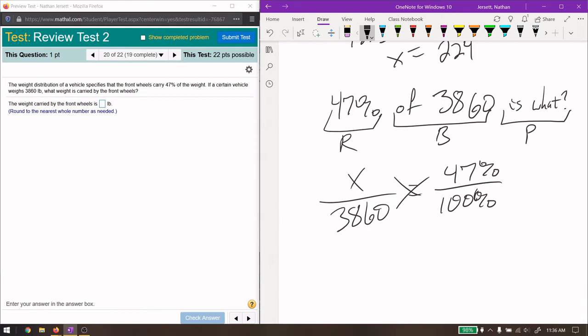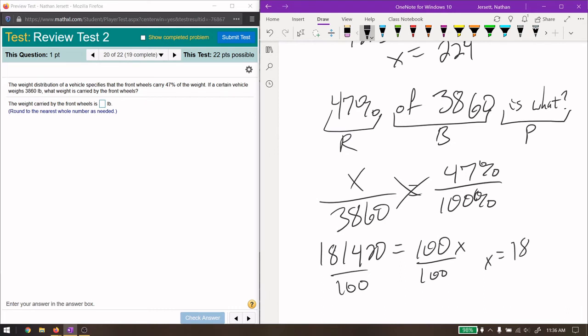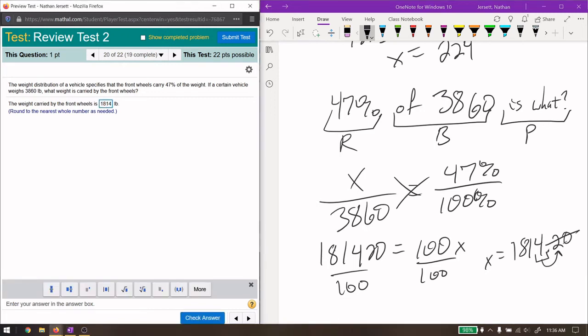47 times 3860 gives us 181,420. And then 100x. Divide by 100, and we get x equal to 1814.2. It says round to the nearest whole number. This is the whole number, the first whole number that you have. So we look at the next place. Is this 5 or greater? It is not, so we just drop it. There should be 1814. Yes, very good.